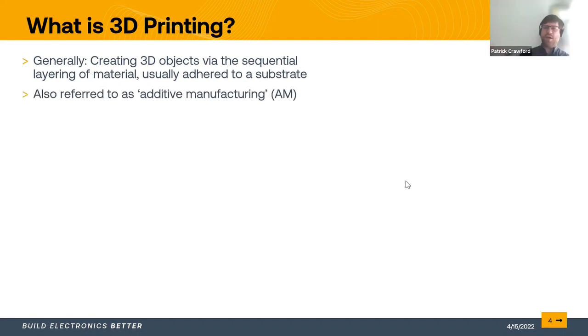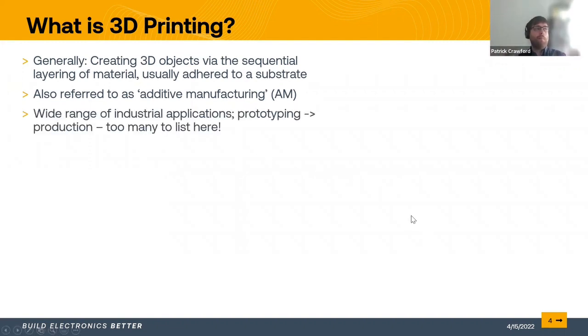And say, no, additive manufacturing can include etching and deposition. And I say, I've never heard a chemical deposition system referred to as a 3D printer, but you're going to hear it used interchangeably. There are a wide range of industrial applications, way too many to include on one slide. We'll get into them, but suffice it to say that it is useful from prototyping all the way through production.